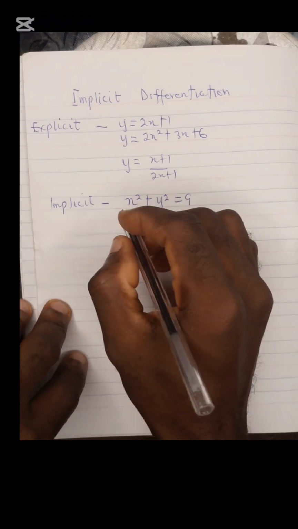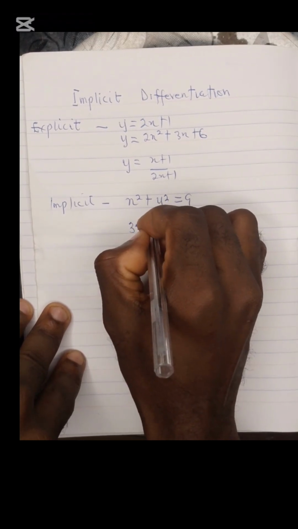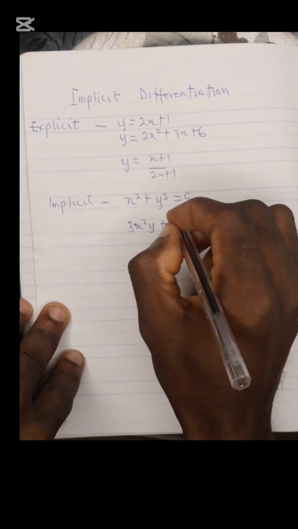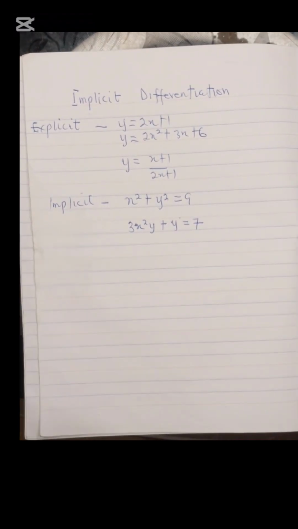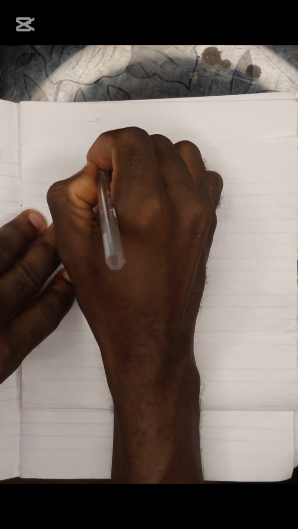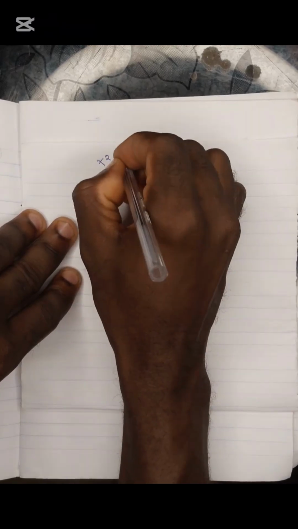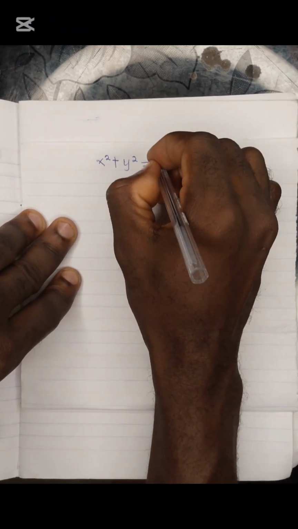So I can write another one. We can have 3x squared y plus maybe y is equal to 7. This is an implicit function. So when you have an implicit function, you have to differentiate it using the implicit differentiation approach. Now, how then do we differentiate an implicit function? So we have x squared plus y squared is equal to 9.